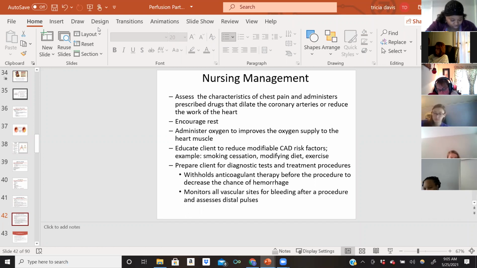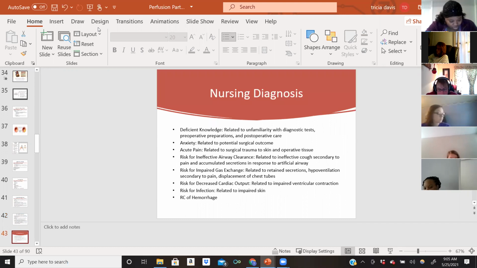And then when your patient comes back from having that procedure, you're going to want to make sure you're monitoring all those vascular sites for bleeding, checking all those distal pulses, making sure you have good color and good pulses, make sure there's no drainage coming out of those sites where they went in, make sure the pressure dressing is clean, dry, and intact.